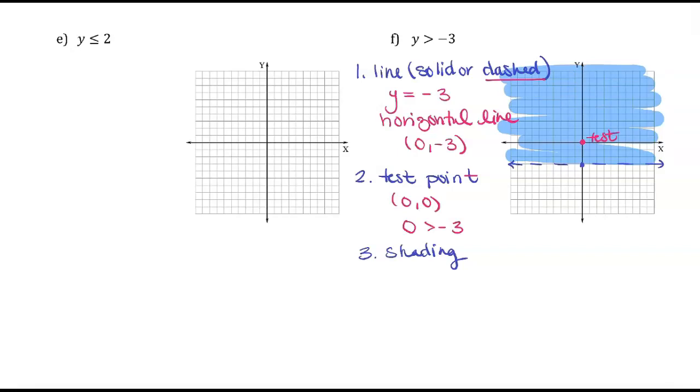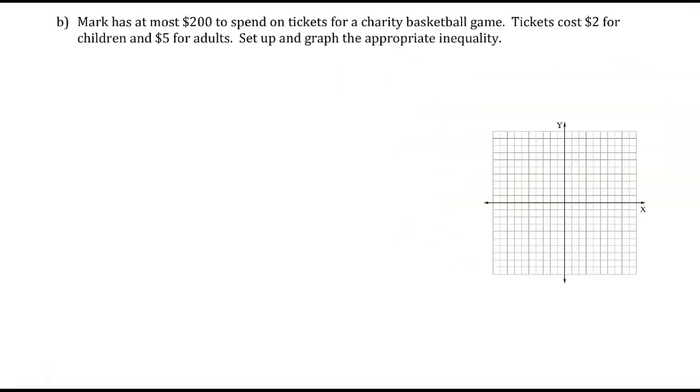Let's finish up this lesson with one word problem. This is example 5, part B. It reads that Mark has at most $200 to spend on tickets for a charity baseball game. Tickets cost $2 for children and $5 for adults. Set up and graph the appropriate inequality.